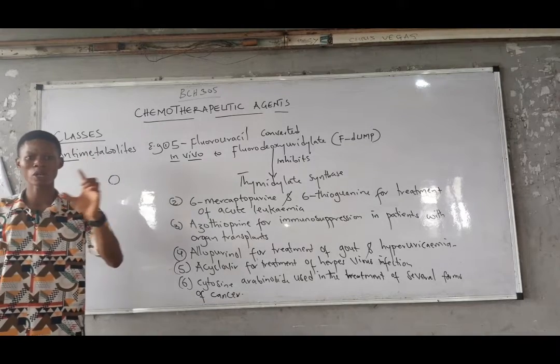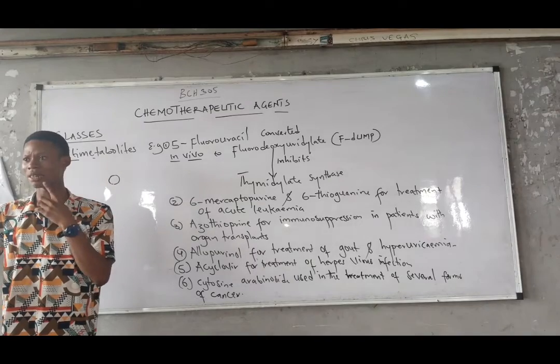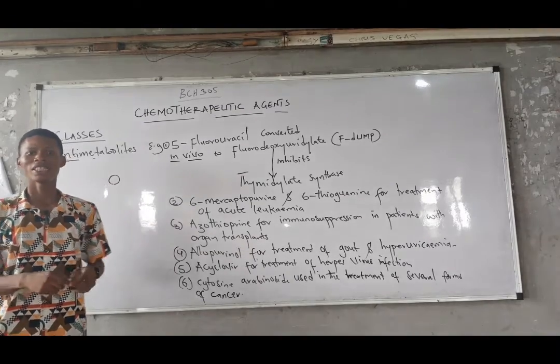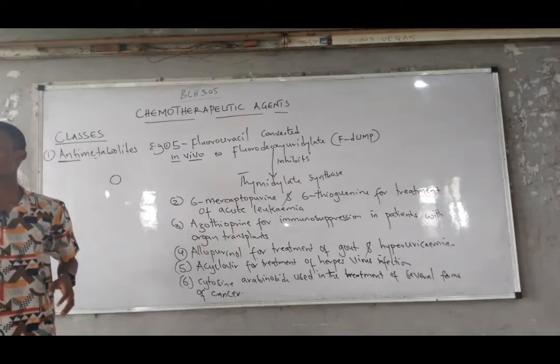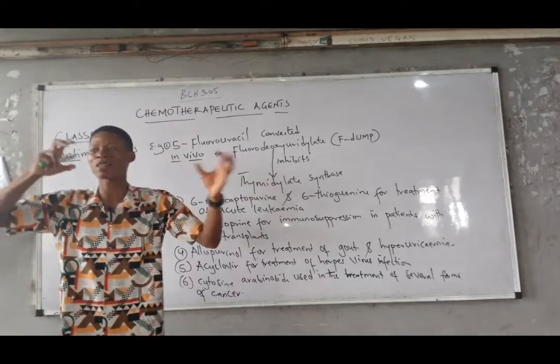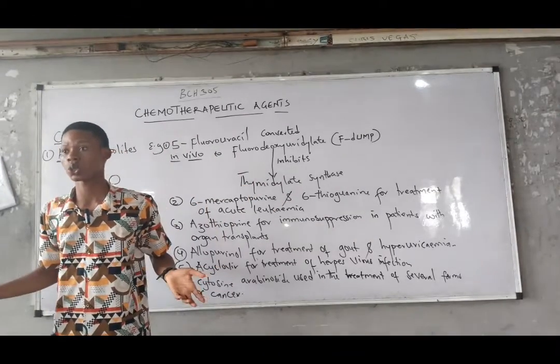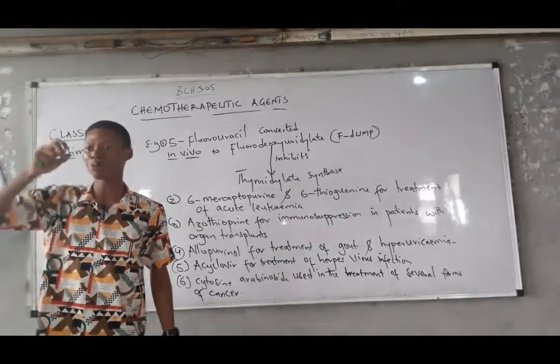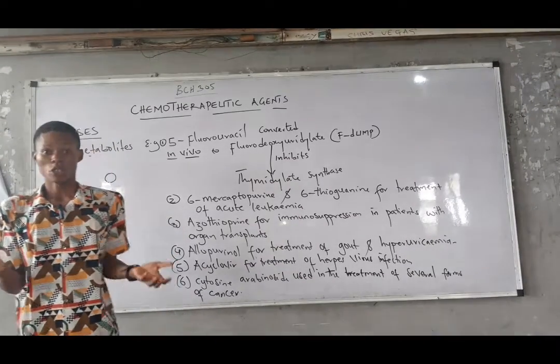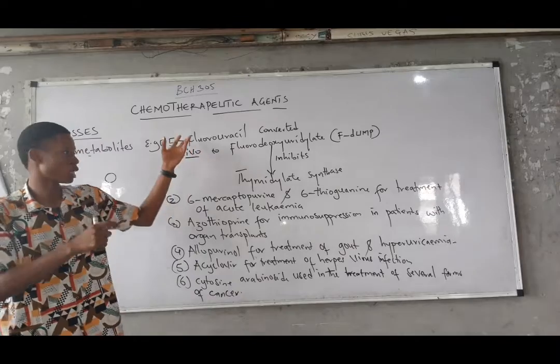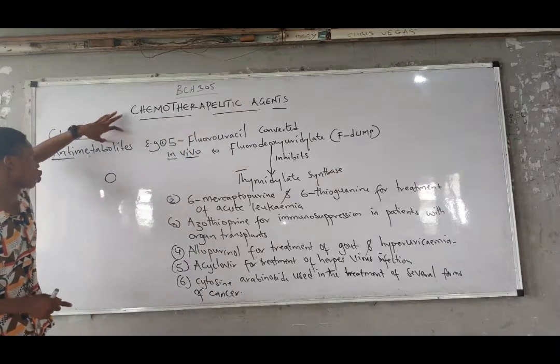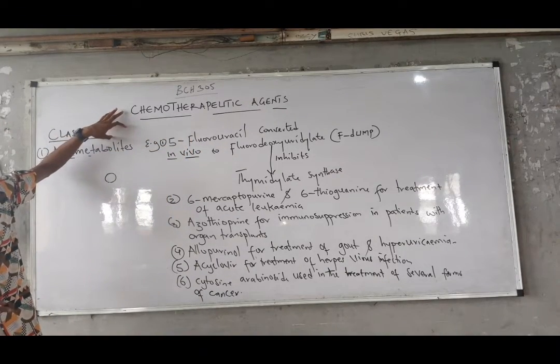And we said they are what? There is one statement I gave you there, the first statement I gave you. They are analogs of what? Purines and pyrimidines. They look like purines and pyrimidines, but they are not. Now look at it this way. These are structural analogs of purines and pyrimidines.